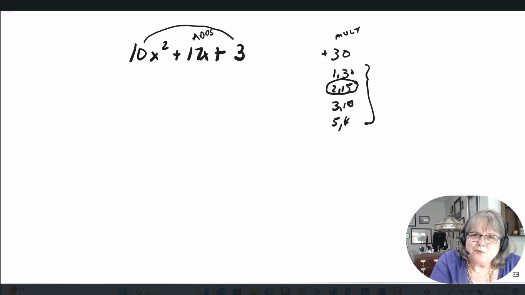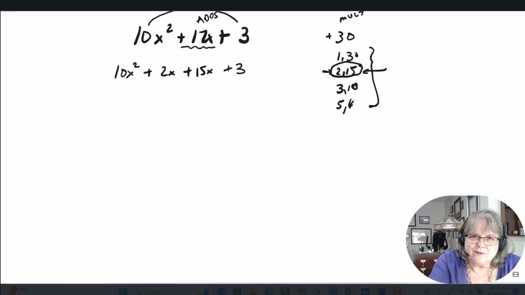So what you do is you pick your pair. And then you're going to stretch this right here. And you're going to say, this is my 2x plus 15x, because those are your two numbers. And you pick up the variable plus 3. It does not matter whether you put the 2x or the 15x first. So now you're going to do factoring 4 terms by grouping.